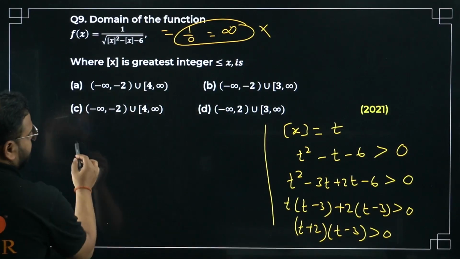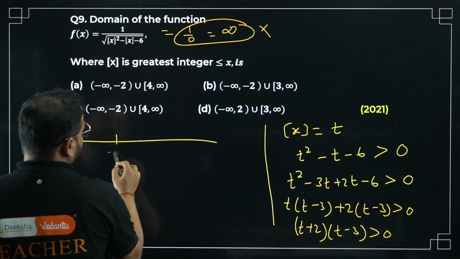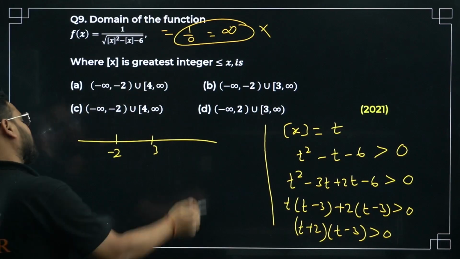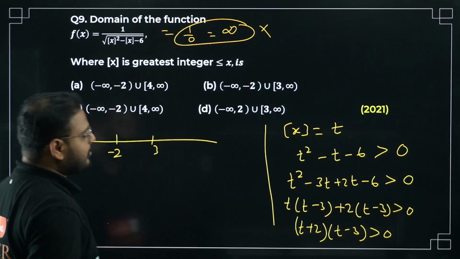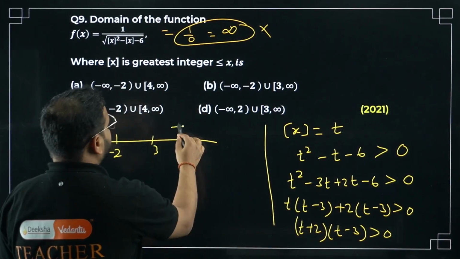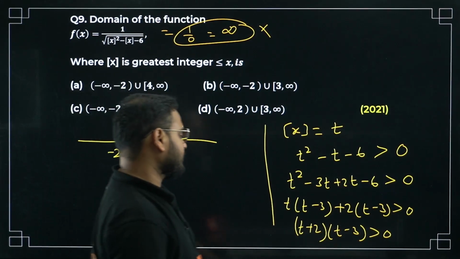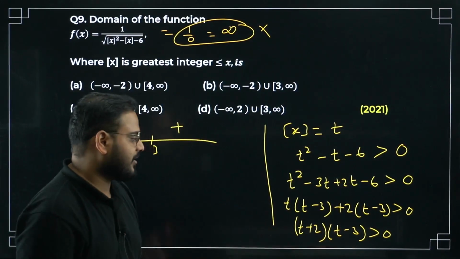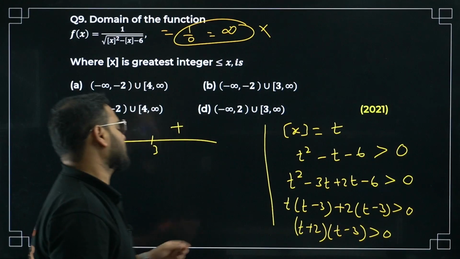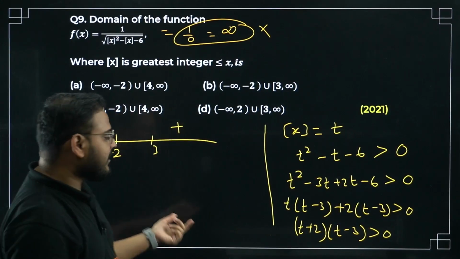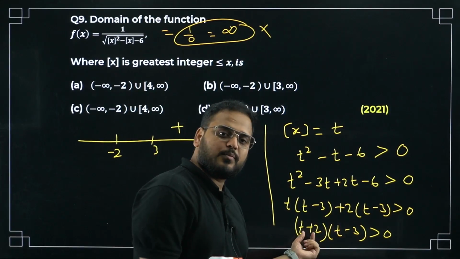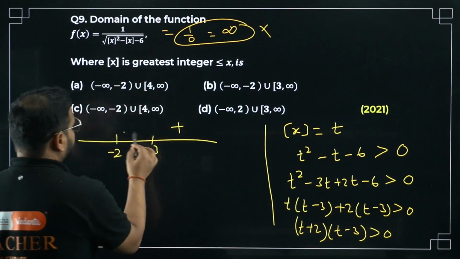will give me, check this out, minus 2 and plus 3. I want positive, right? Take a number over here. I get, bacha, 4. So 4 minus 3 is positive and 4 plus 2 is 6. So positive. Take a number between them, 0. 0 minus 3 is minus 3 and 0 plus 2 is 2. So negative.